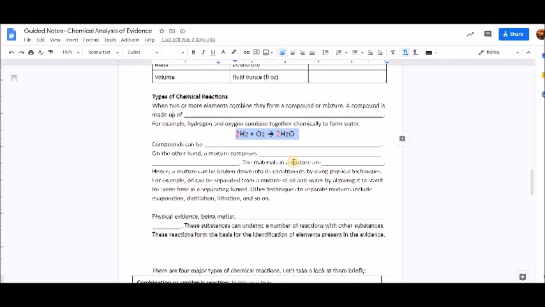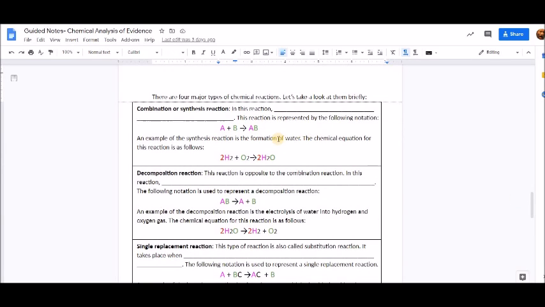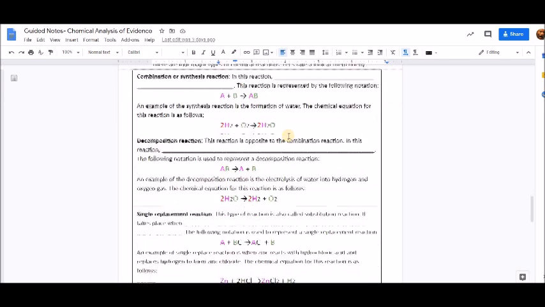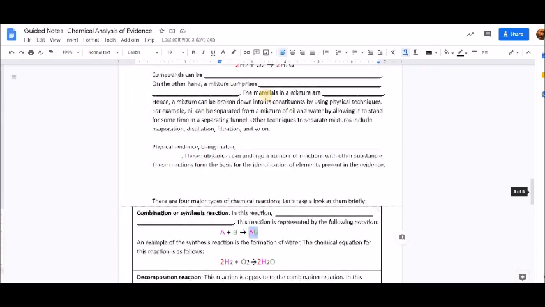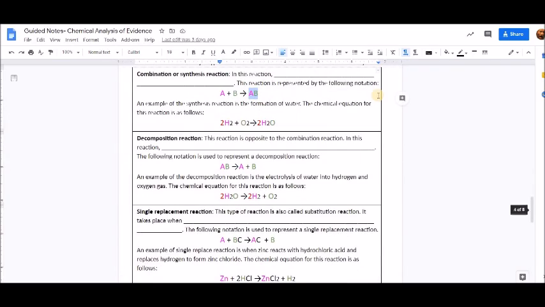I color code these to some degree because down here, this is coming straight out of the notes, straight out of the tutorial. But in here, I want you to see the color of it. For example, this is called a combination or synthesis reaction. That's when we take an A atom and a B atom and stick them together to get an AB molecule, just like what we just showed you here.